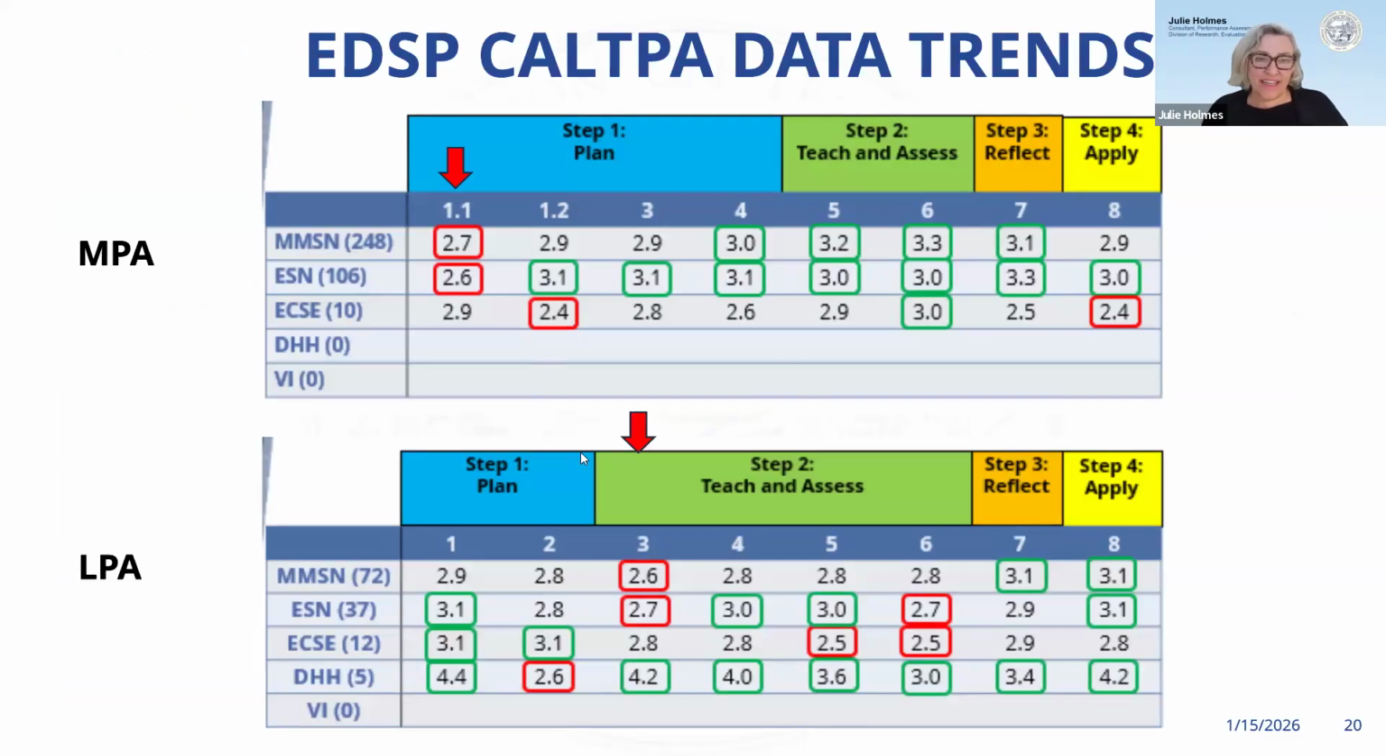So again, this data is from version 1. This is from October to this past December. So we now have our 5 SPED areas. For mild moderate support needs, we had an N of 248 submissions. For extensive support needs, 106. Early childhood special education, we had 10. And no submissions for math for DHH, deaf, hard of hearing, as well as visual impairments.